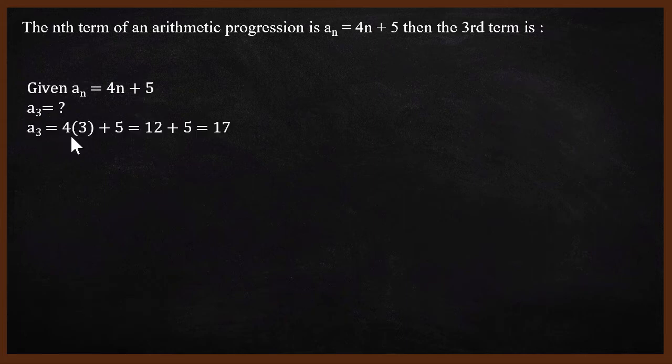How do you do it? All you have to do is substitute. So instead of n, you substitute 3. So you have 4 times 3, and you keep the constant 5. 4 times 3 is 12. 12 plus 5 is 17. So this is how you do this second question.